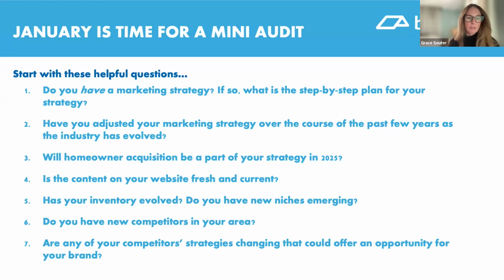Number 5, has your inventory evolved? Do you have new niches emerging? I know tiny homes are starting to pop up all over the Outer Banks. So that's something that could be new. That also leans into, has your traveler profile evolved too? You're going to want to get some different inventory based on what properties have been popular and what kind of new travelers you are seeing visiting your destination. So it's just having awareness around that.